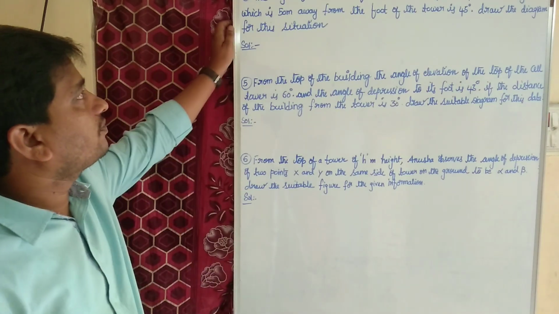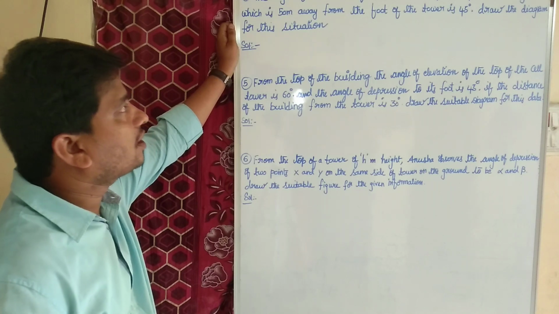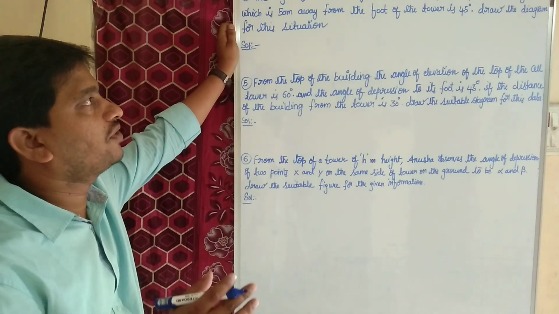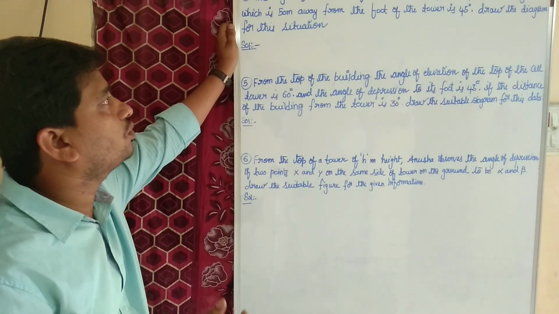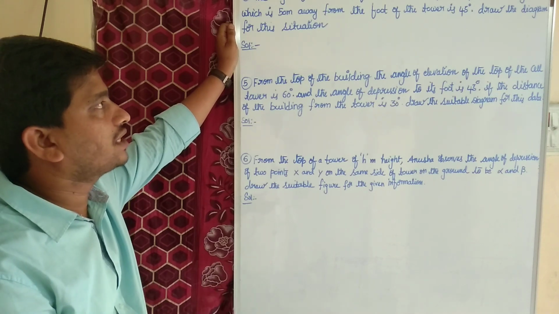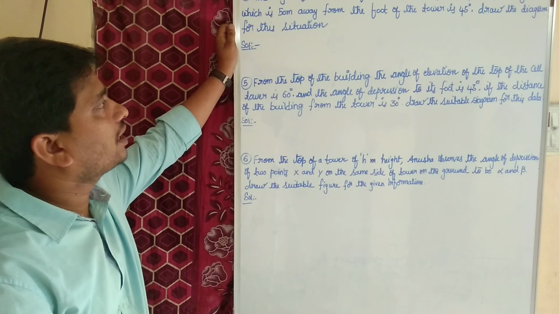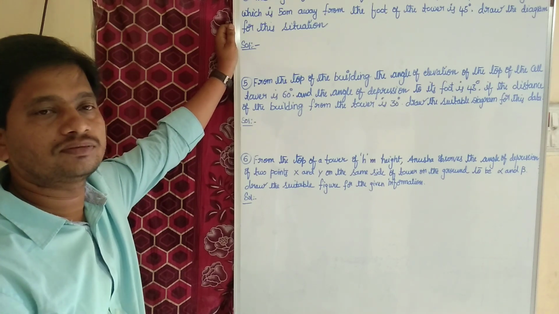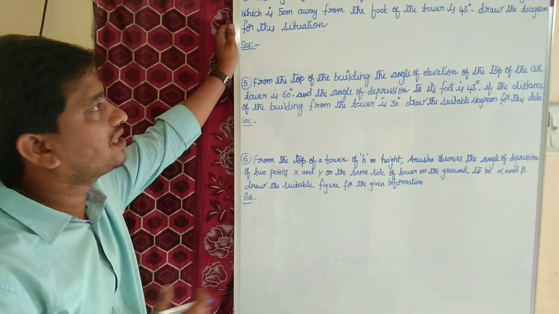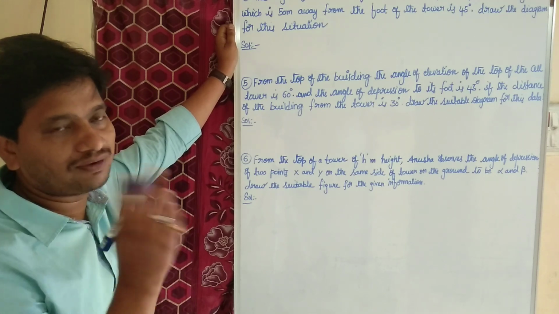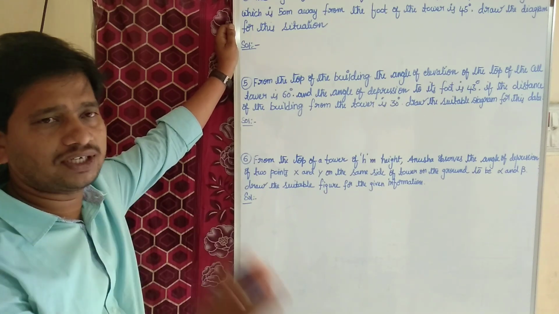Now coming to question number 4. The angle of elevation of the top of a tower from a point on the ground which is 50 meters away from the foot of the tower is 45 degrees. Draw the diagram for this situation. The same method of question we did in question number 1, right? The thing is, we need to understand the question.